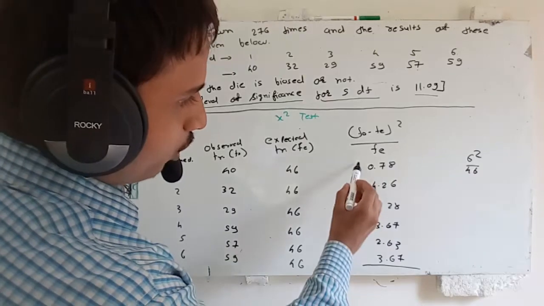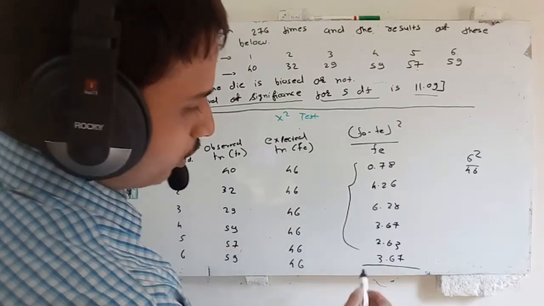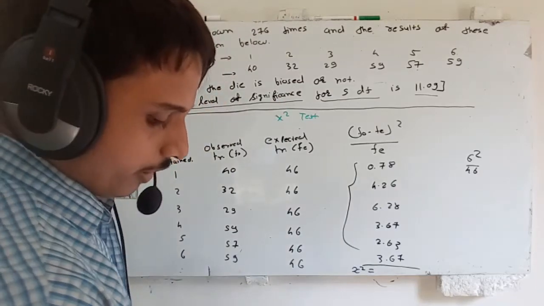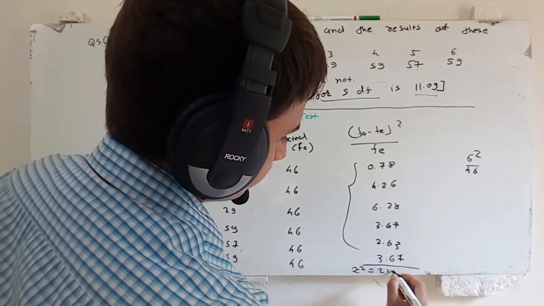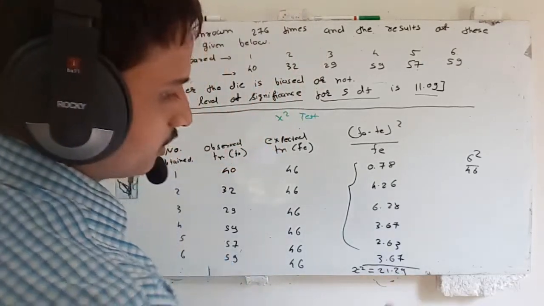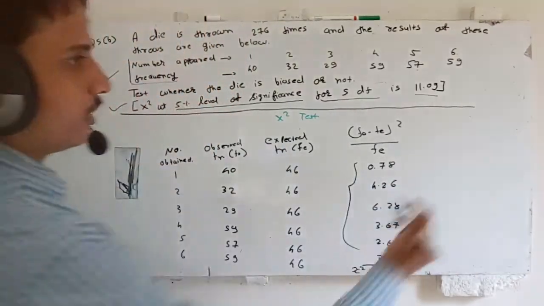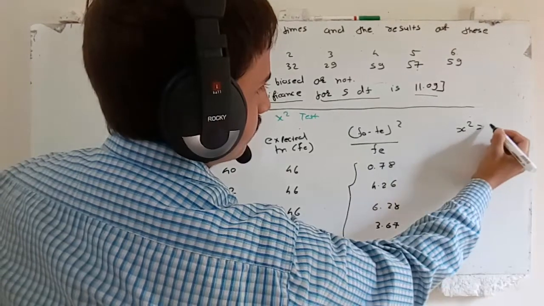Now you have to take the sum of all these numbers, and you will get chi-square as 21.29. So our chi-square value is 21.29.